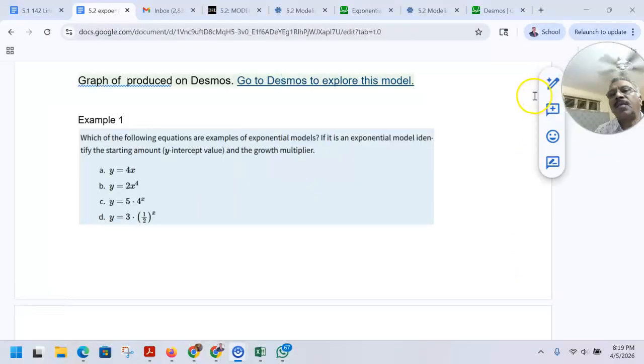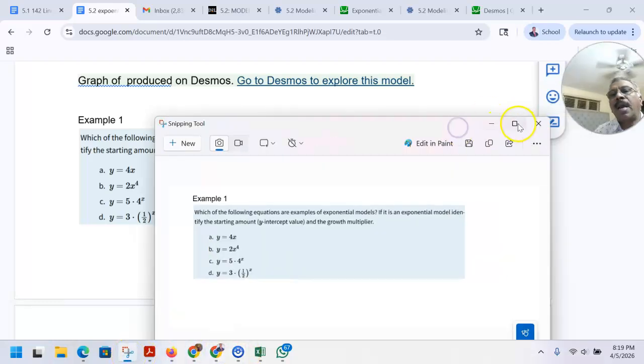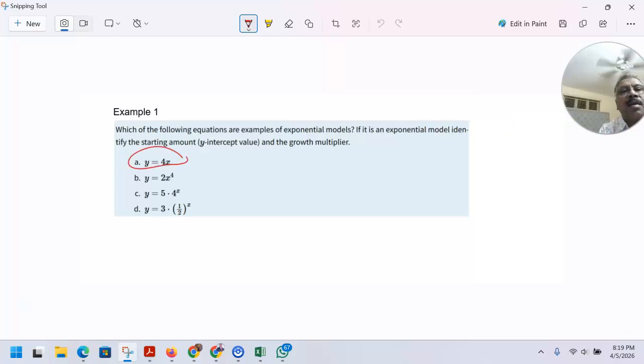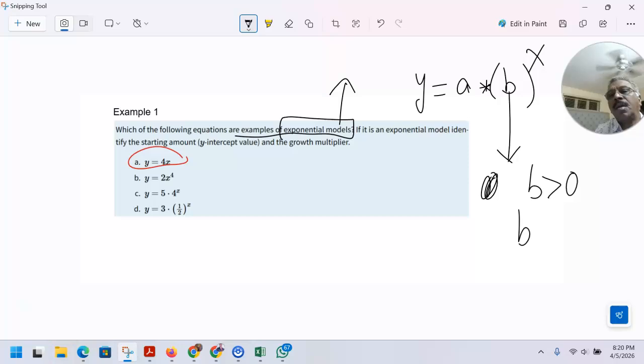Among these you have four examples. Which among these is exponential? How do we know which is an exponential model? See, this is the question. For an exponential model, remember, you have to have something a and a b, and this b, always remember, has to be greater than 0. You can't have a negative. And it should not be 1.